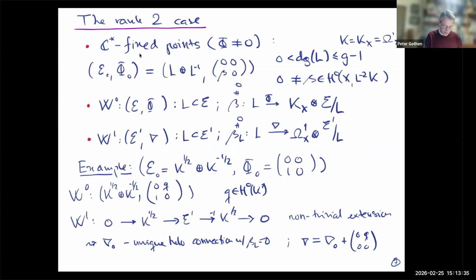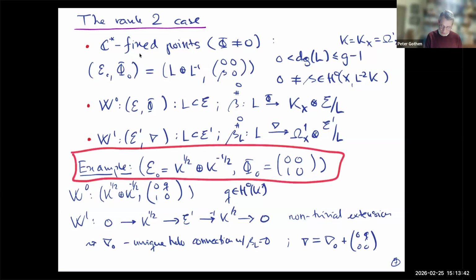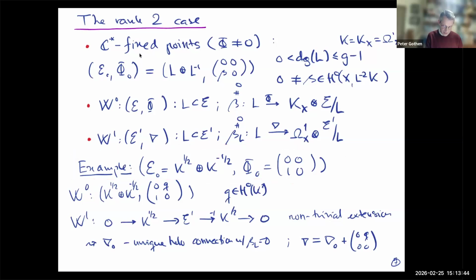So let me maybe just move to the example which has the essence of what I want to say. So here's a very particular, important, famous fixed point of the C star action on the moduli space of rank 2 Higgs bundles.